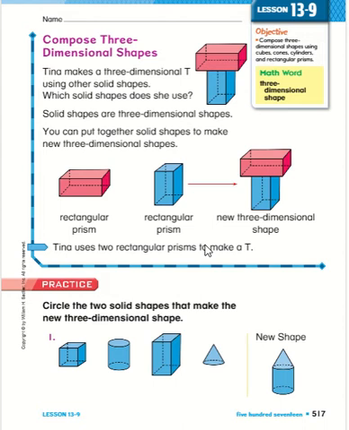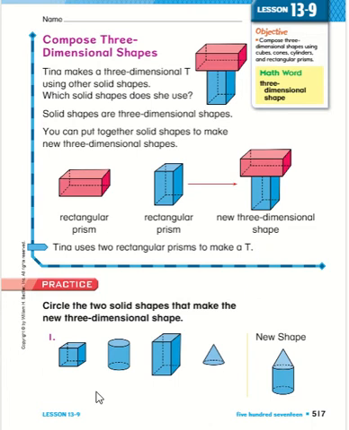So up here it says Tina makes a three-dimensional T using other solid shapes. Which solid shapes does she use? Solid shapes are three-dimensional shapes. You can put together these solid shapes to make new three-dimensional shapes. So she has two different rectangular prisms. She has this red one that's laying down on its side, and then the blue one that's standing up tall. So when she stacked the red one on top of the blue one, we can see that she was able to make this new 3D shape, which looks like a T. So she used two rectangular prisms to make a T.